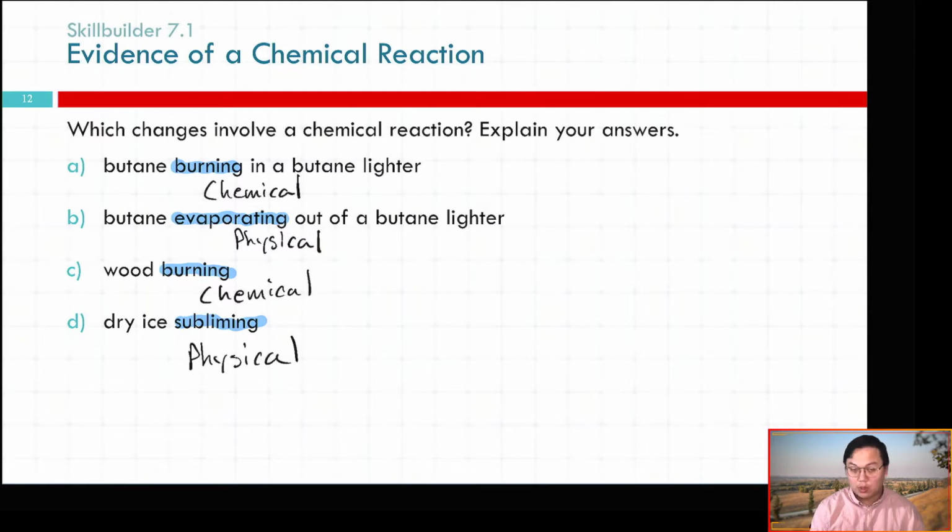Because whenever you burn something, you're changing it from whatever it is, you're adding oxygen and converting it into really CO2 and water. And we'll do a bunch of those later. But for evaporating or subliming or boiling or freezing, those are all the same. It's the same compound. It's just in a different physical state.